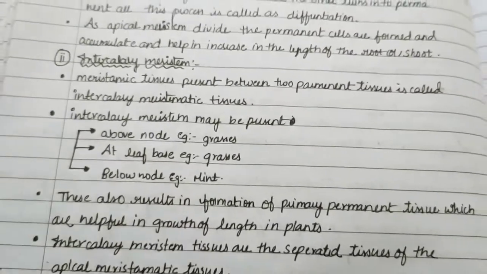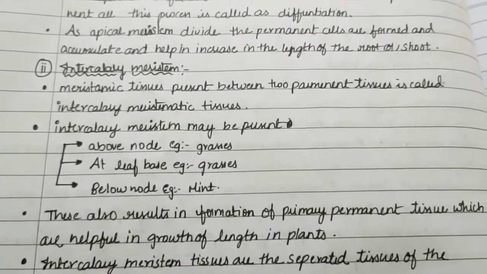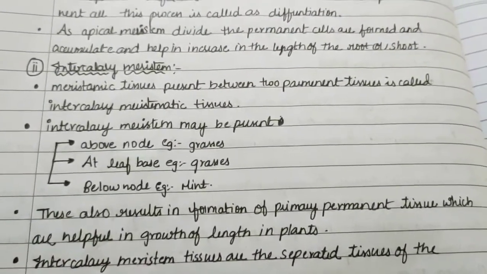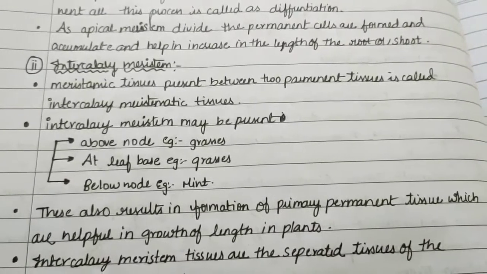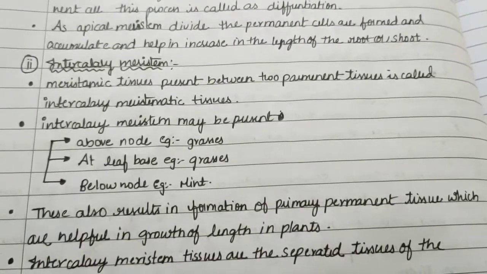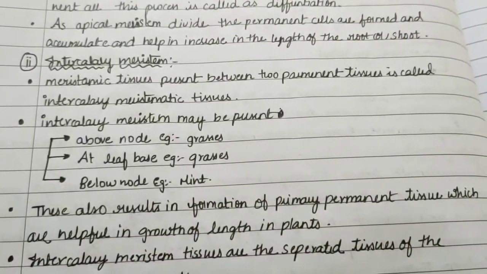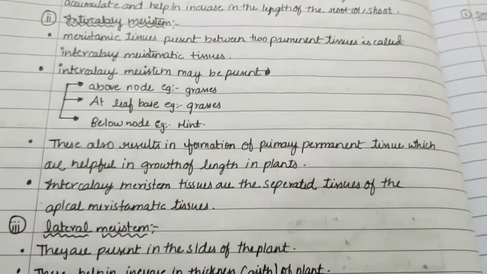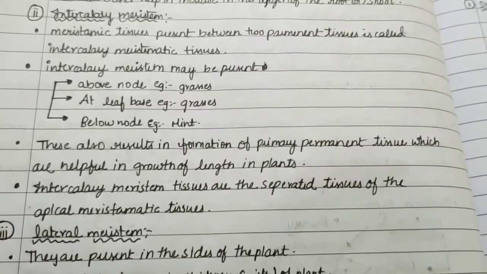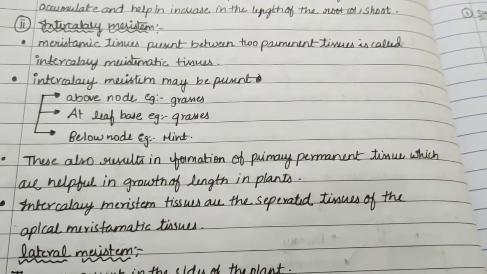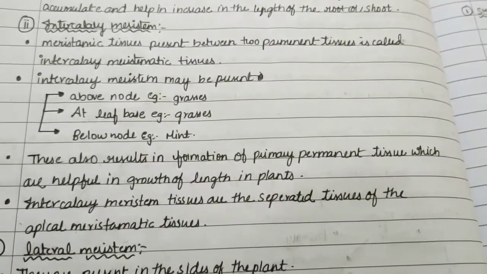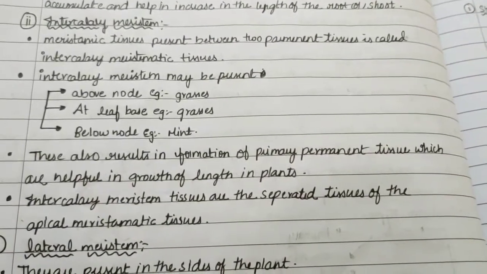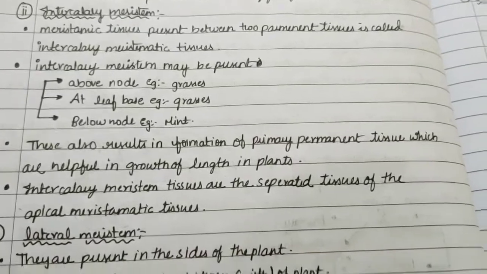Then intercalary meristem. The meristematic tissue present between two permanent tissues is called intercalary meristem. Intercalary meristem may be present above the node, for example in grasses; at the leaf base, for example in grasses; then below the node, for example in mint. These also result in formation of primary permanent tissues which are helpful in growth of length in plants. Intercalary meristem tissues are separated parts of the apical meristematic tissues.